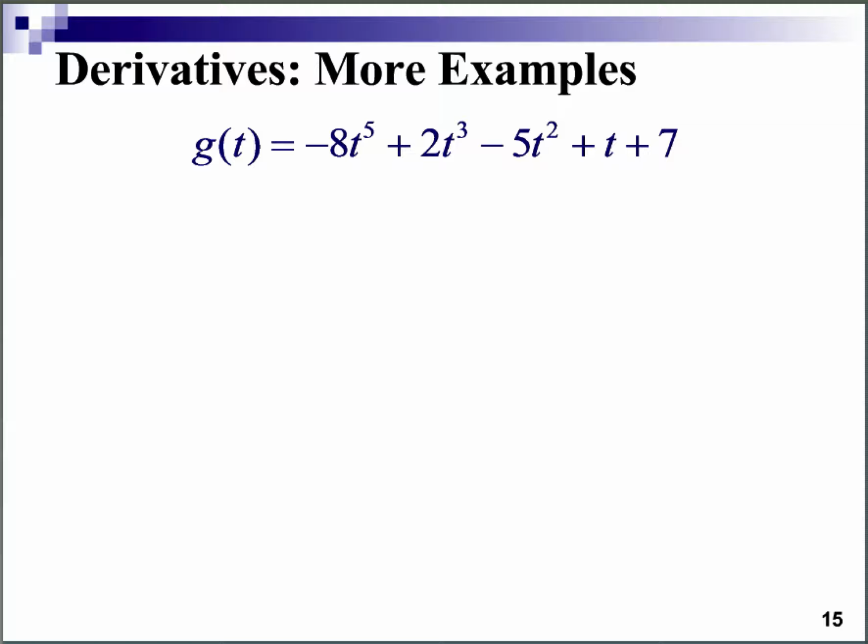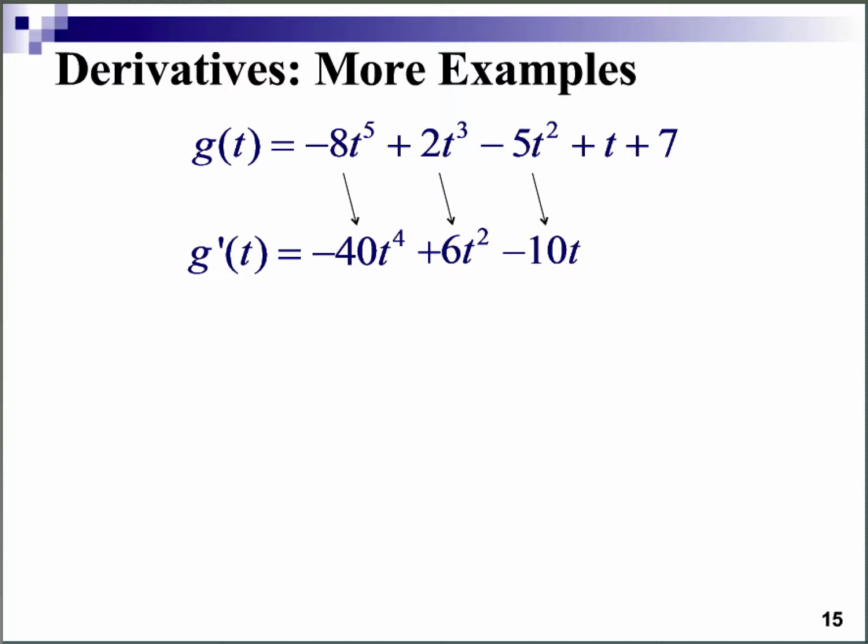Okay, let's go ahead and take a look at what the derivative would be. If we take the derivatives one term at a time, and notice that this function has 5 different terms, we get the following. For the first term, negative 8 times 5 is negative 40, t to the power of 4 from reducing 5 down to 4. So that's the derivative of the first term. The second term has a derivative that's equal to 6t squared. 3 times 2 is 6, and then t squared. The third term says negative 5 times 2 gives me negative 10, and then I reduce the power down to 1.